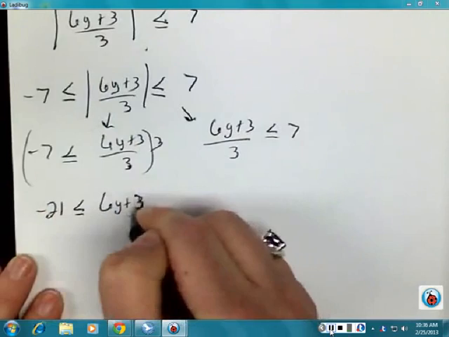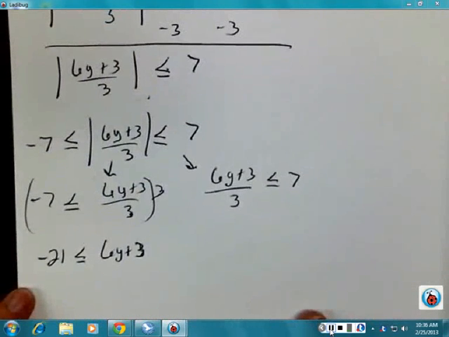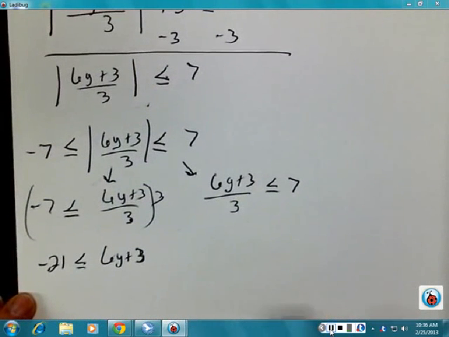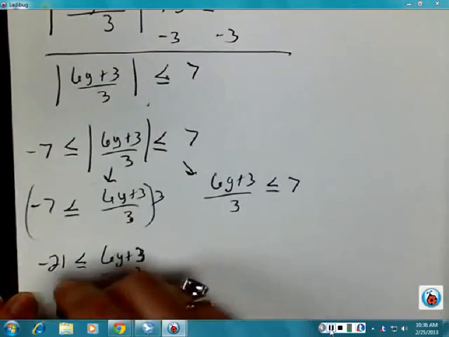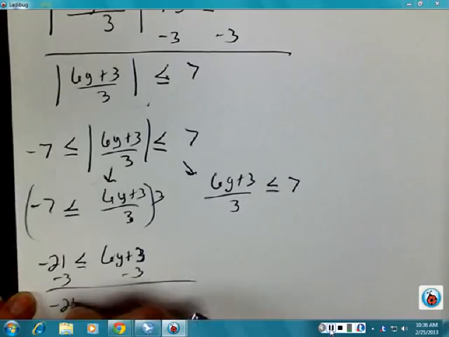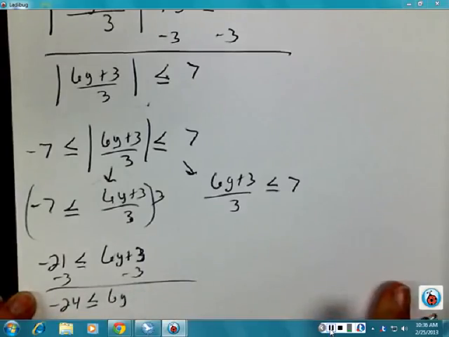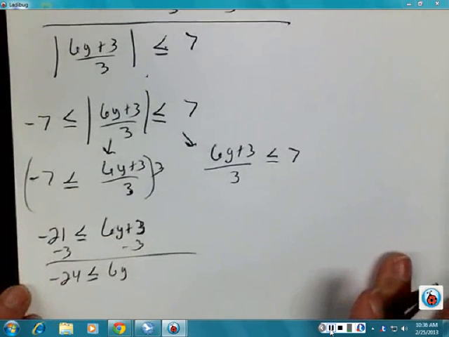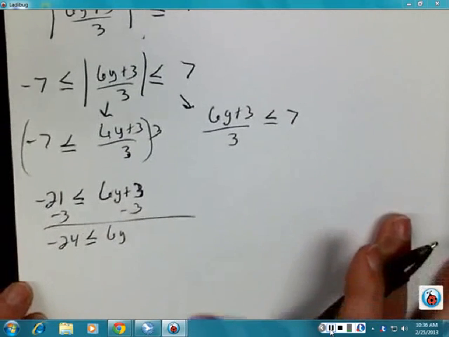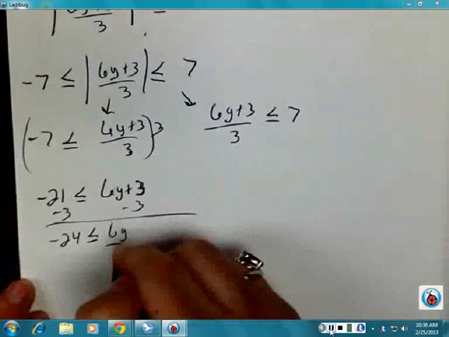Can you move that down a little bit? Yep, that's good. Is that good? Okay. So now I need to subtract 3. That gives me negative 24 is less than or equal to 6y. I think I've got to move it up now because I'm at the bottom of my screen. Sorry about that. Okay. So then divide by 6.